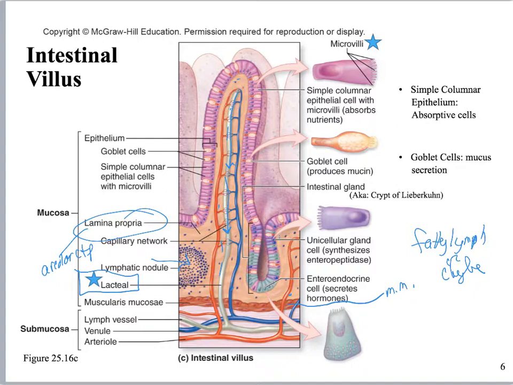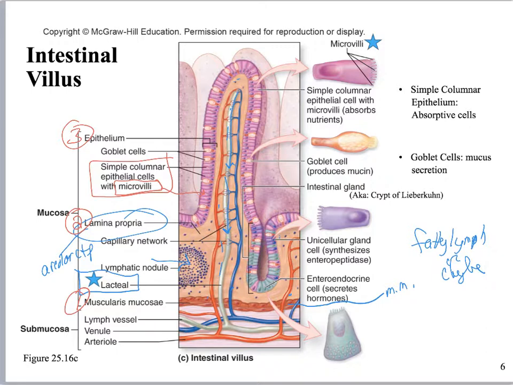Now, continuing on with the mucosa. Remember, the mucosa has three parts: one, the muscularis mucosae; two, the lamina propria; and three, the epithelium. With the intestines, we are dealing with simple columnar epithelium, and you've got microvilli on that epithelium. So everything over here that's purple stained is the simple columnar cells with microvilli.